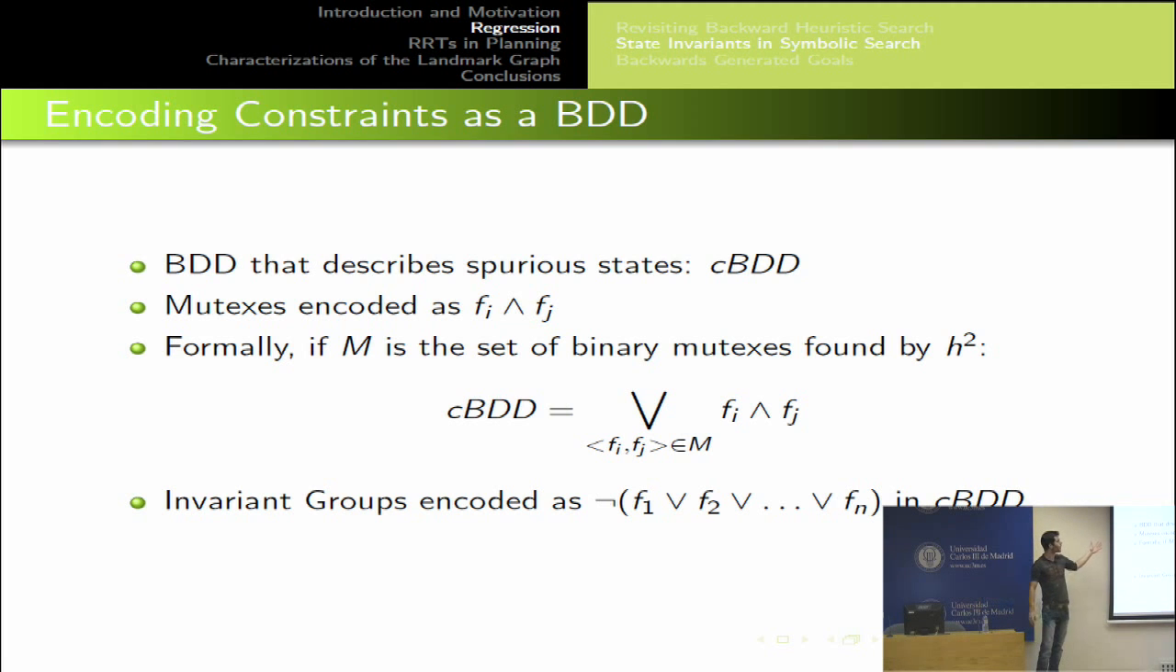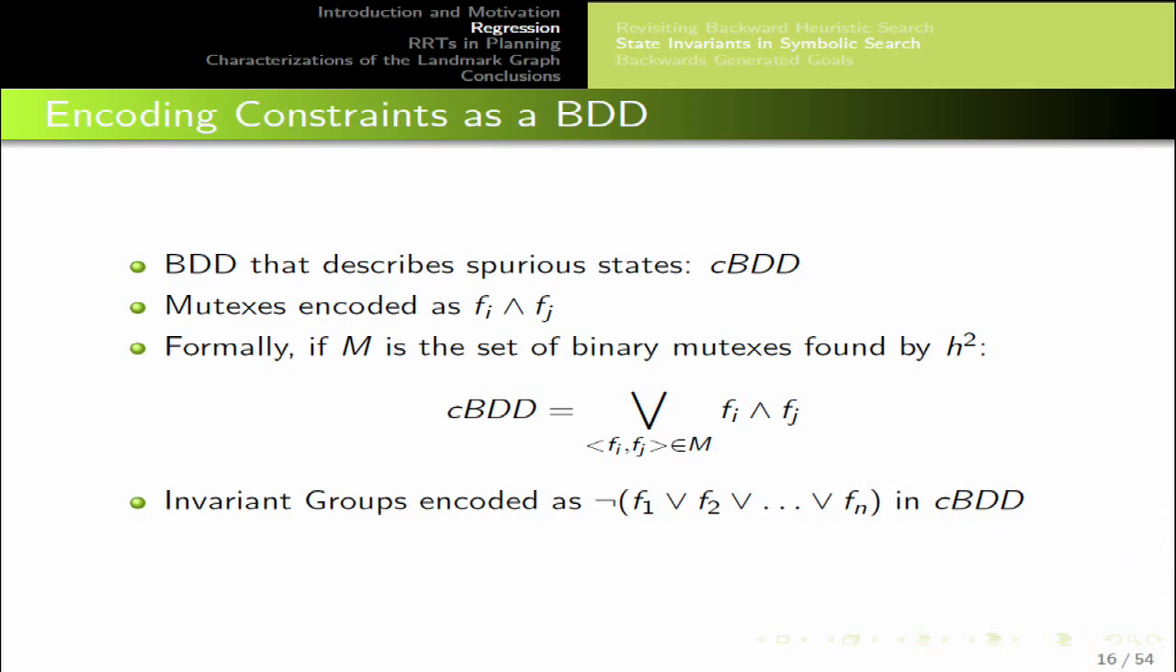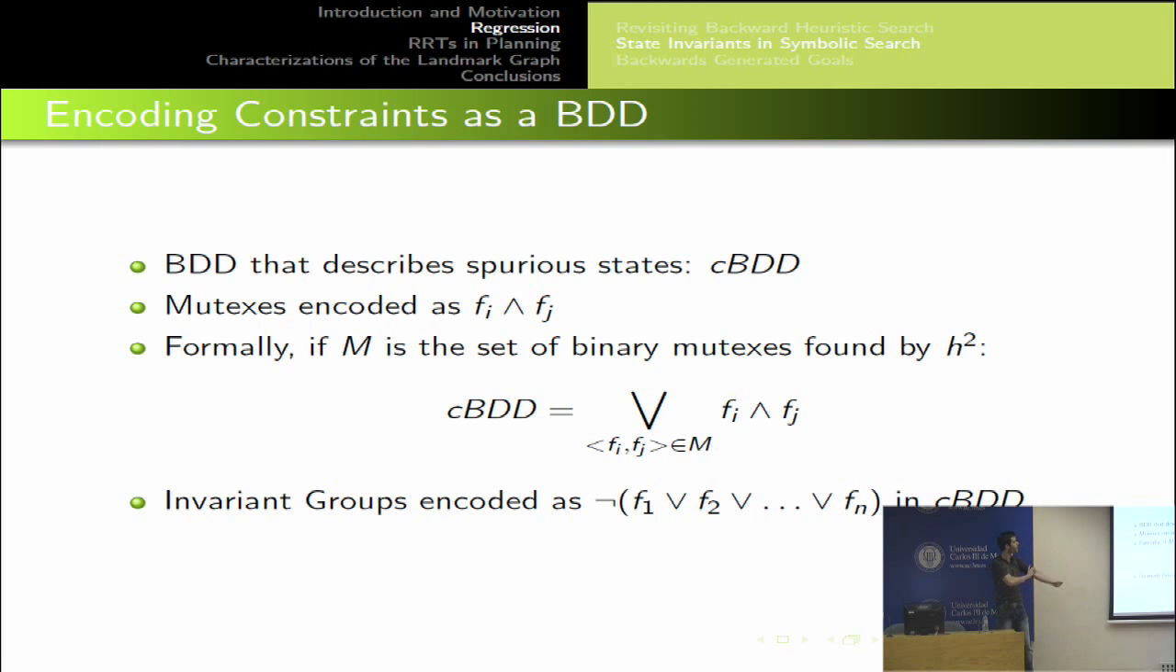So in this case, what we're going to do is make a BDD that represents all the states that would be pruned by using state invariants. So mutexes, those are just a conjunction of two propositions, two fluents.